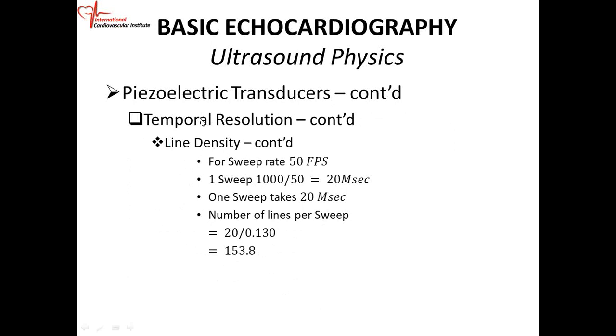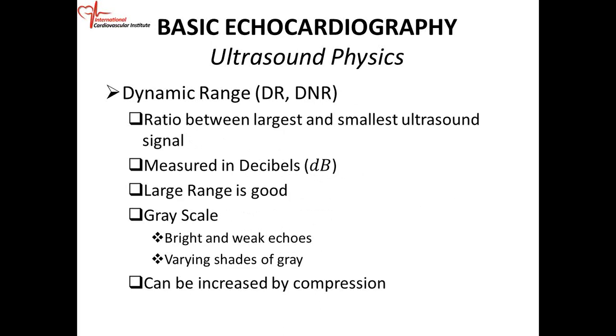So for fast-moving structures such as the mitral valve, it's best imaged using M mode, which has much better temporal resolution than two-dimensional echo.